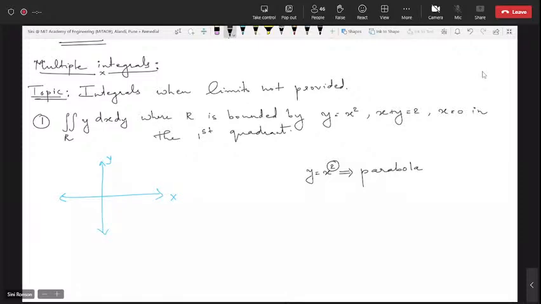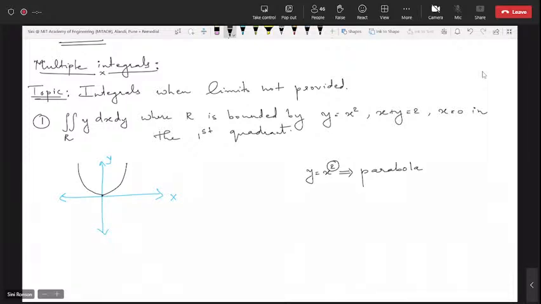Why? Because the power of x is even and not y. If x equal to y squared was given, then you would have made a parabola symmetric about x axis, like this. So I'll now draw y equal to x squared. I need to draw the parabola symmetric about y axis like this, with vertex at the origin.